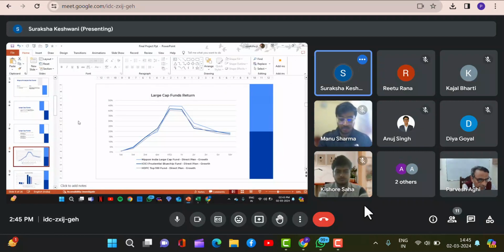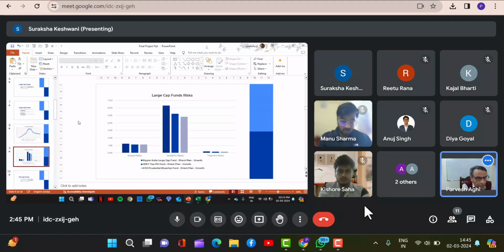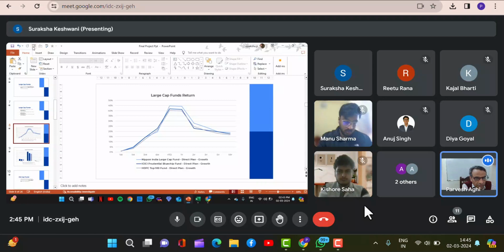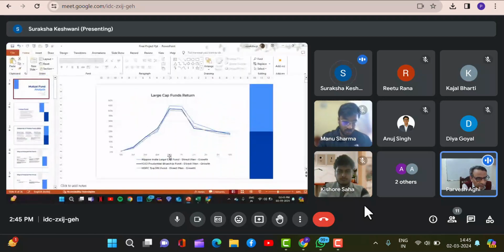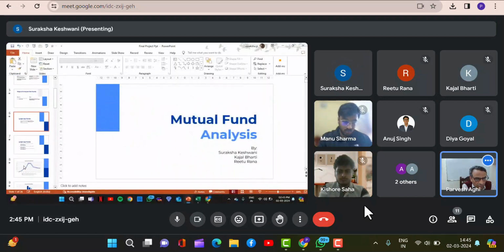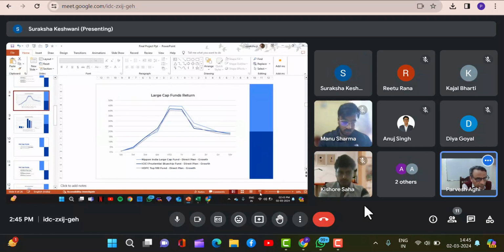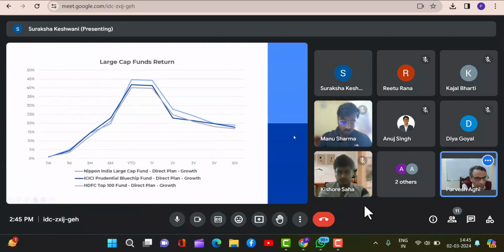We can see that Nippon is above the other two. Keep it on slideshow. Okay, show the chart once. Just a second, sir. Go for slideshow. So you are saying that the lighter blue one is Nippon, and it is above the other two. So it is the better option than the rest of the list after our analysis to invest in. Okay, go ahead.